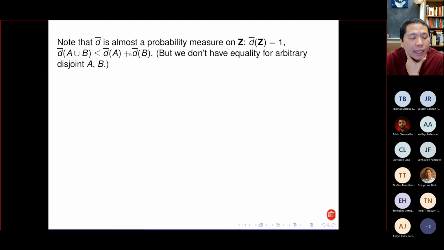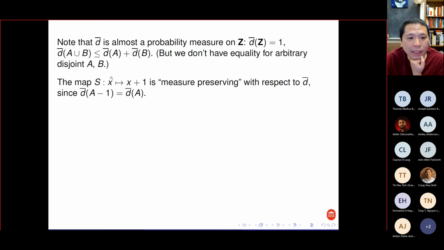And it has this property that if you take the union of two sets, then the density of the union is less than or equal to the sum of the densities. But that's about it. We don't have equality when A and B are disjoint, which is one of the properties of probability.